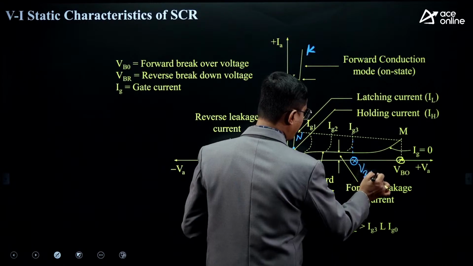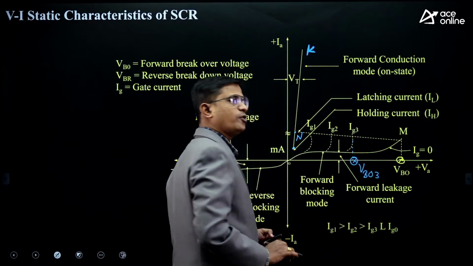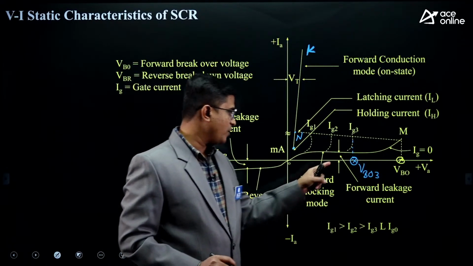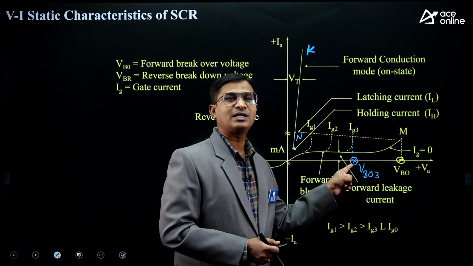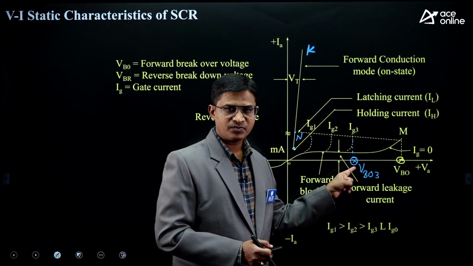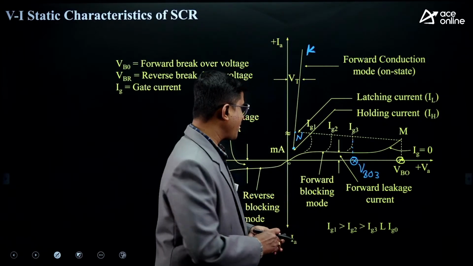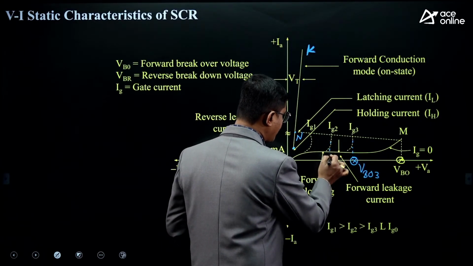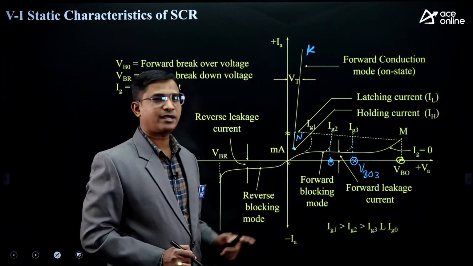Suppose this is VBO3, for gate current IG3. VBO3 is less than VBO. So if I want to turn on the device at this forward voltage, I need to take the help of the gate current. Similarly, if I want to turn on the device at a further reduced voltage level, I need to again take the help of the gate current.